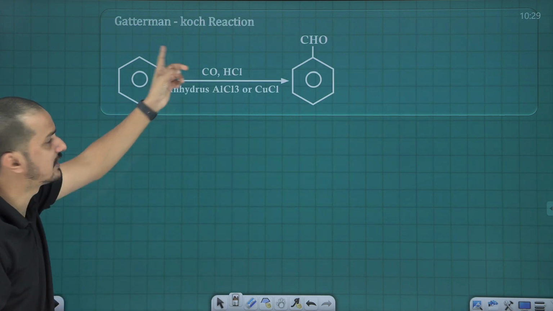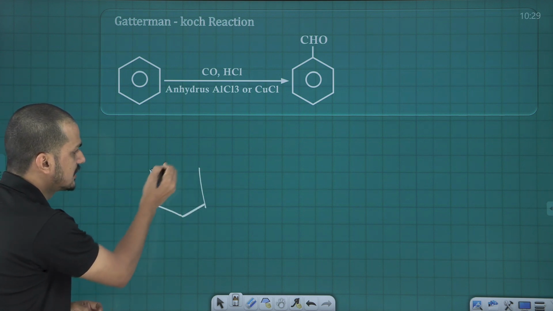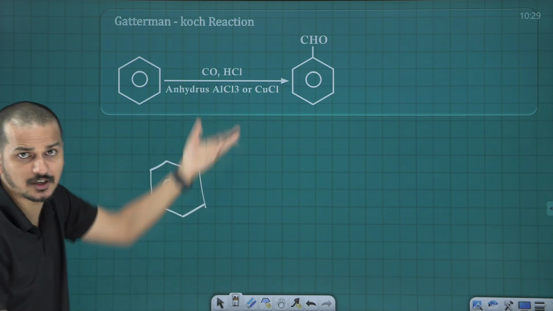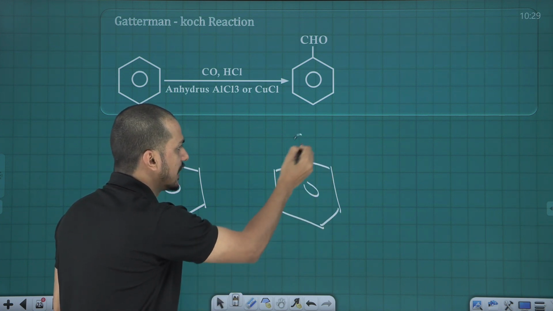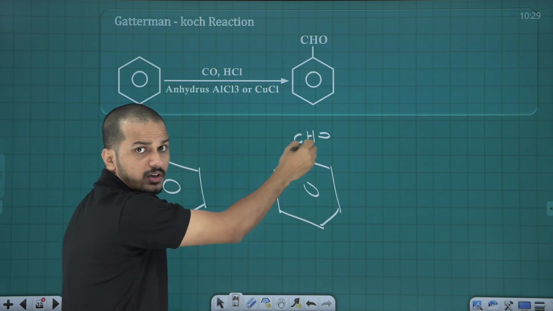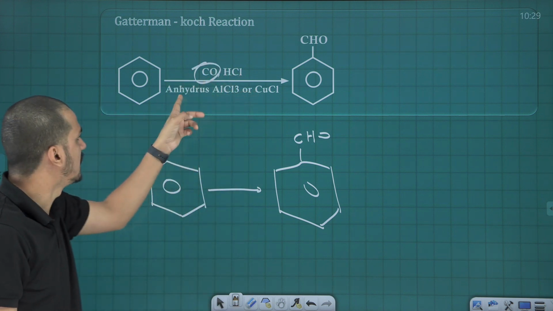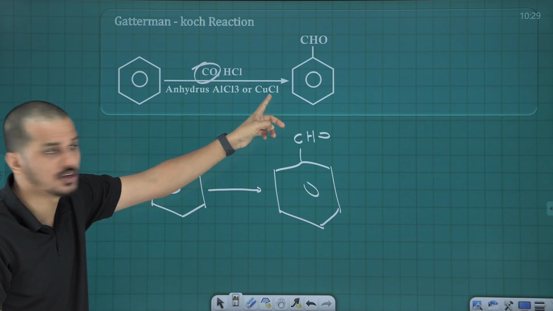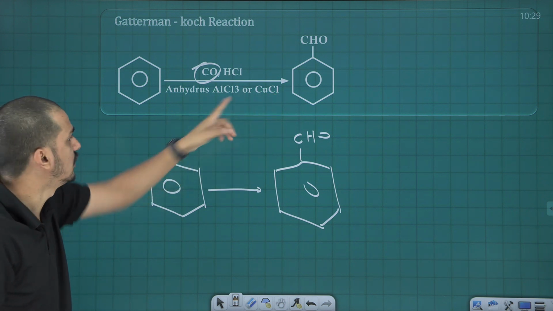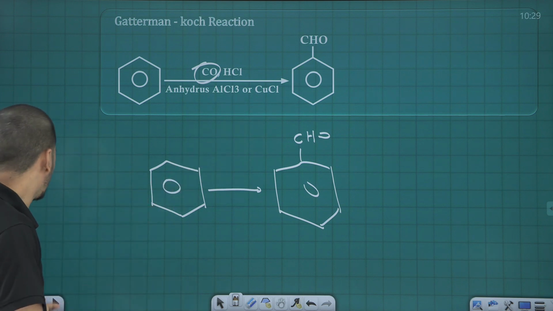Again, next one, Gattermann-Koch reaction. You have benzene, and from that you are preparing benzaldehyde. Here CO is extra. To benzene you add carbon monoxide and HCl in the presence of anhydrous AlCl3 or CuCl, cuprous chloride, and you will get benzaldehyde. Do you follow the reactions now? Yes, we are going through that one.